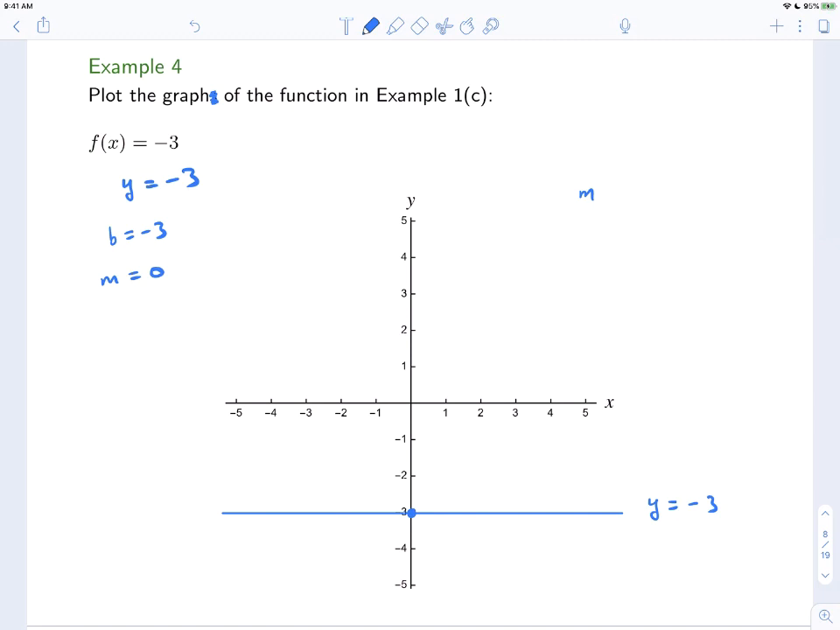You can still think of the slope as being rise over run. It's just now that this is 0 over 1. So the rise is 0. And the run, you could actually pick any number, but let's just pick 1. So that means you don't go up at all. The rise is 0, so you don't go up at all, but you do run 1 unit or 2 units, or however many non-zero units you want.